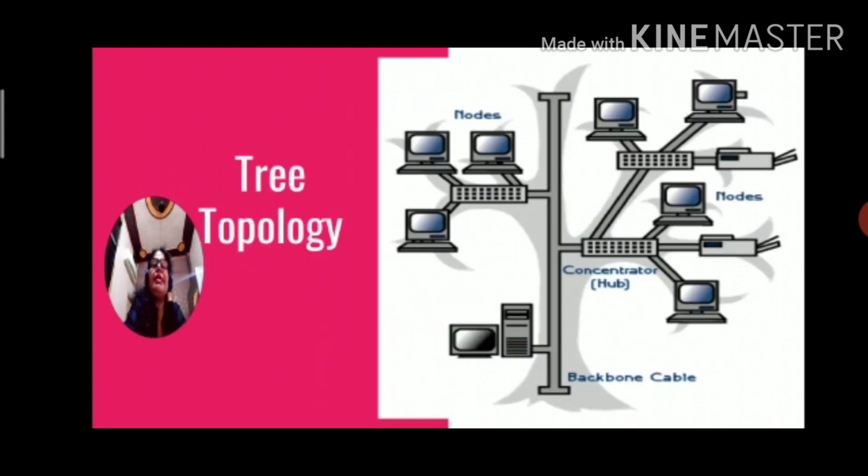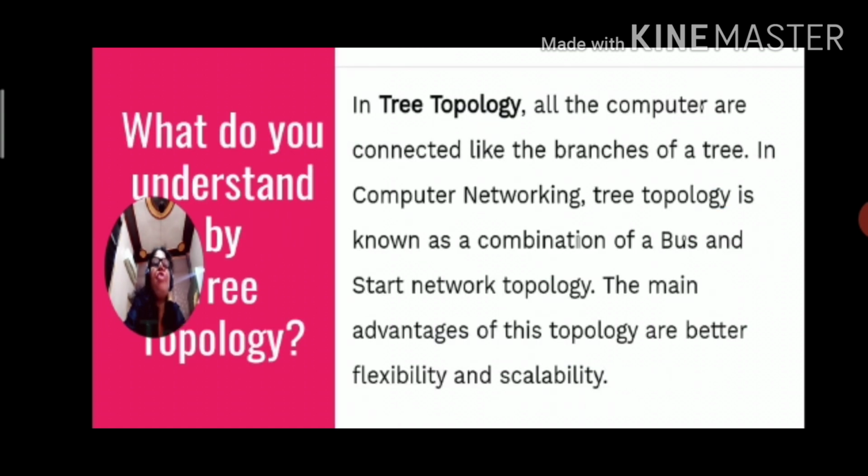Next topology is tree topology. As you are seeing, the topology is in the shape of a tree. Different nodes are attached and it is easily expandable. As you are seeing in the figure, different nodes are attached in the shape of a tree, and in the center a backbone cable is there through which all the nodes are attached like branches. In tree topology, all the computers are connected like the branches of a tree.